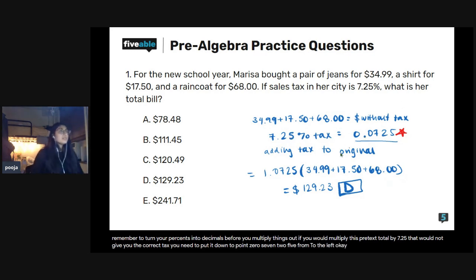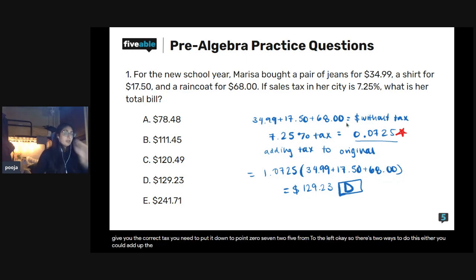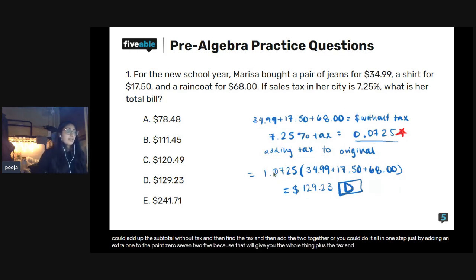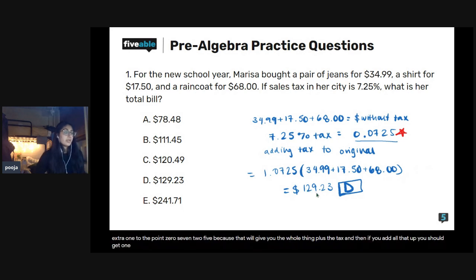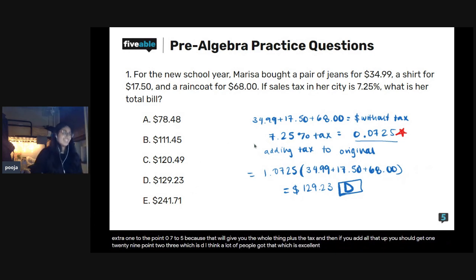Okay? So there's 2 ways to do this. Either you could add up the subtotal without tax and then find the tax and then add the 2 together, or you could do it all in one step just by adding an extra 1 to the 0.0725, because that'll give you the whole thing plus the tax. And then if you add all that up, you should get 129.23, which is D. I think a lot of people got that, which is excellent.